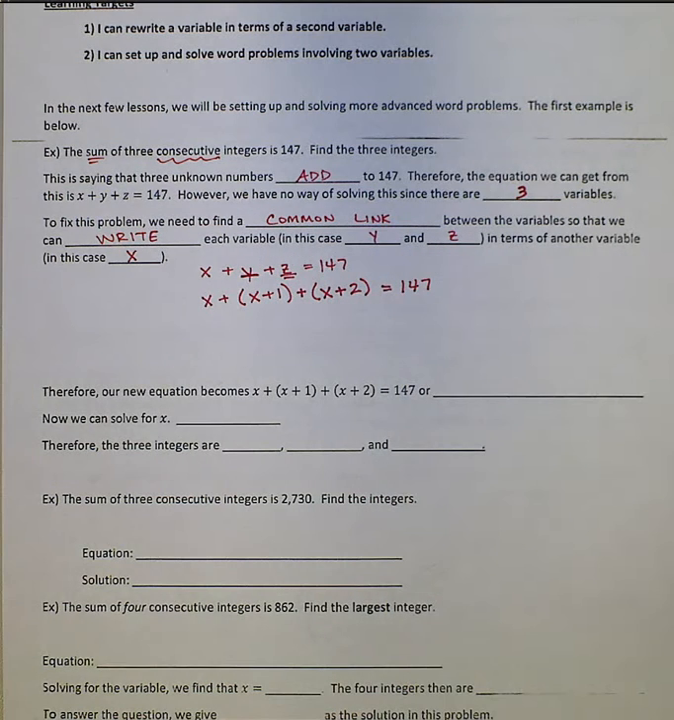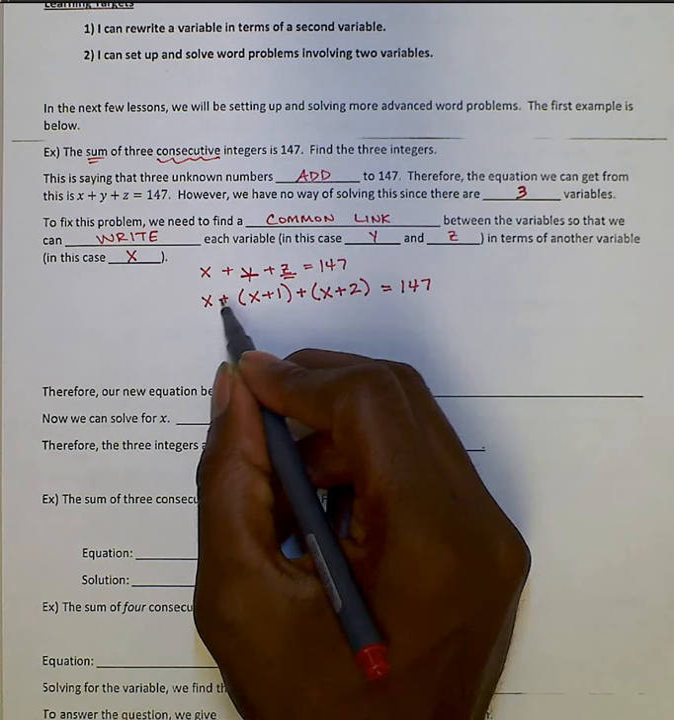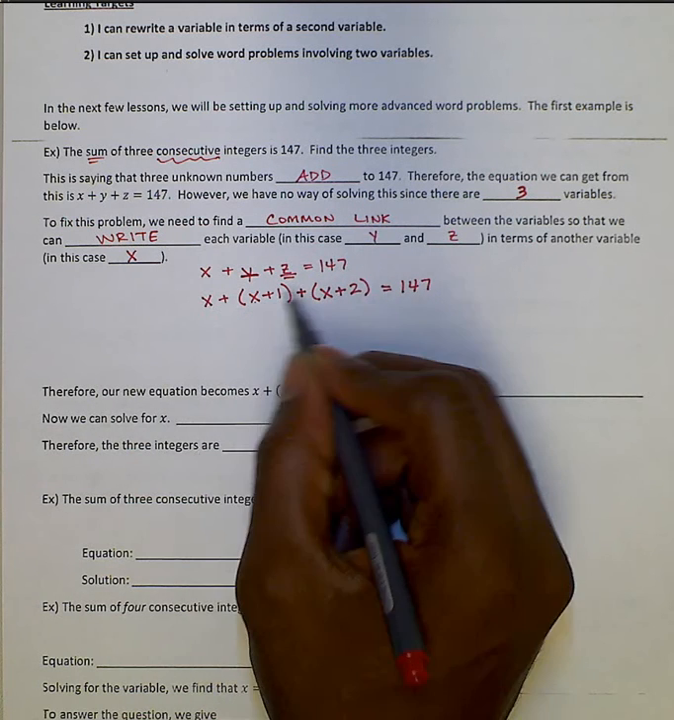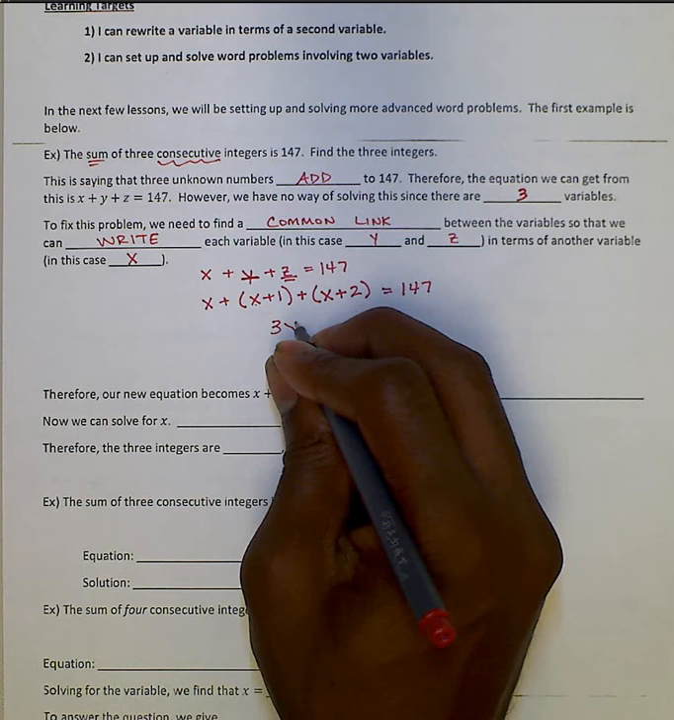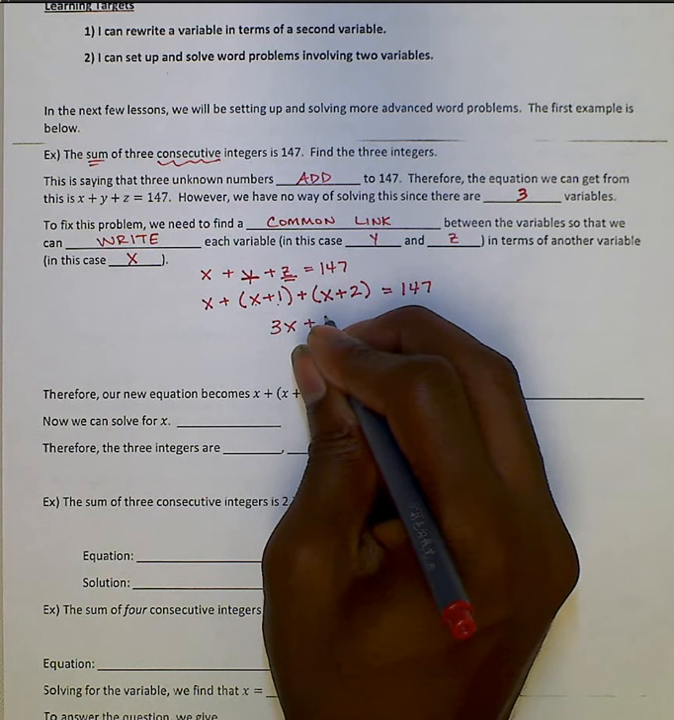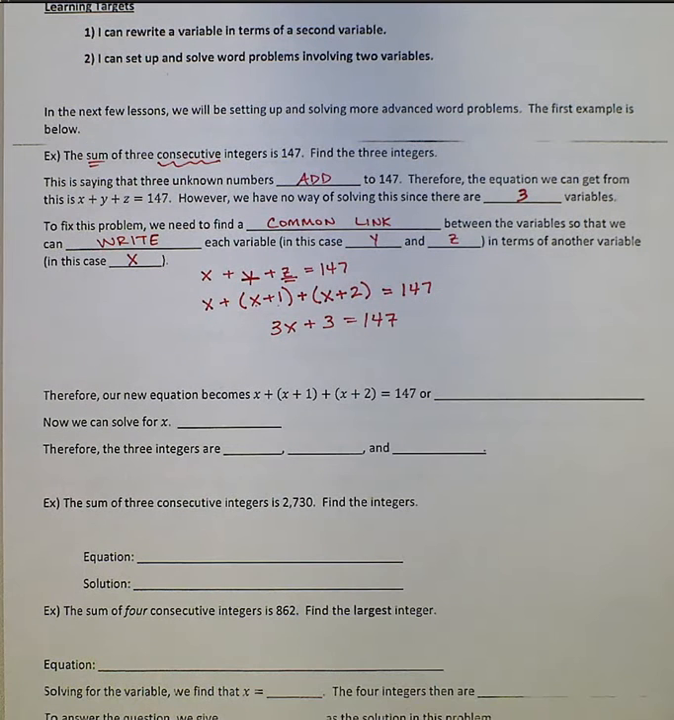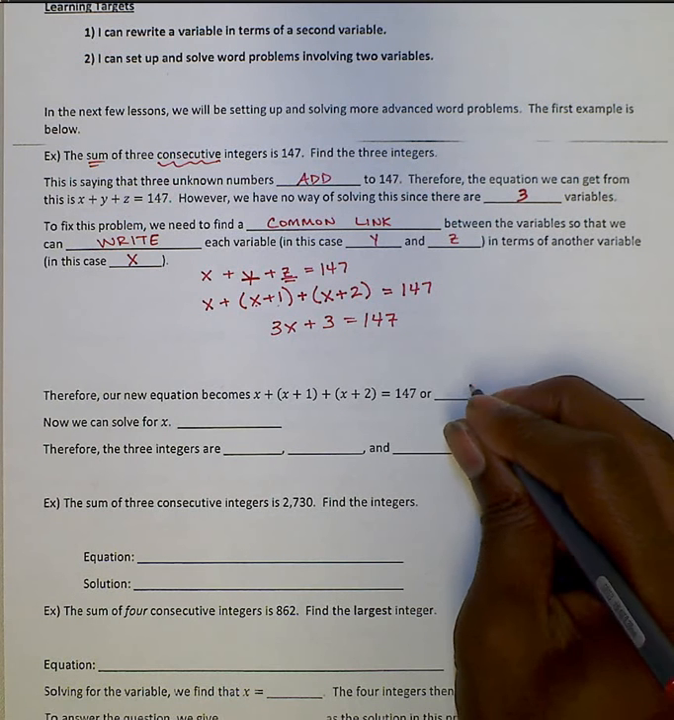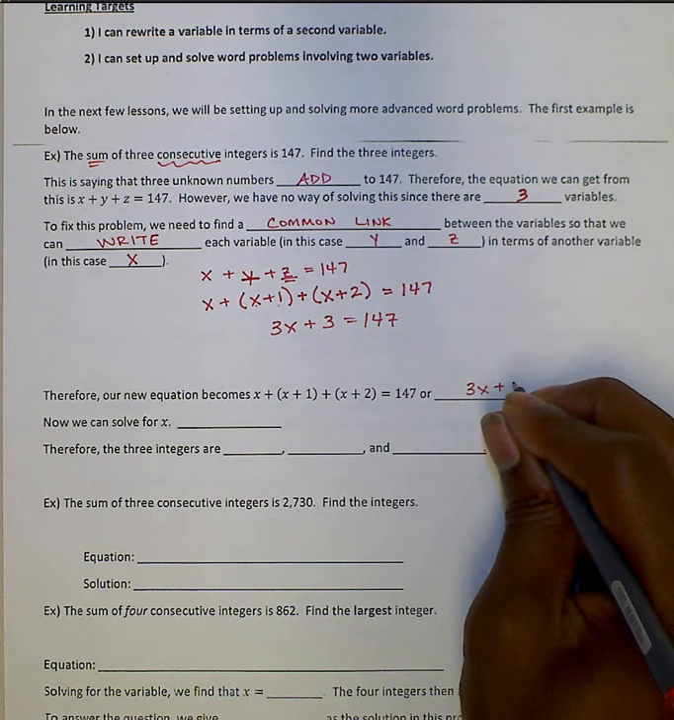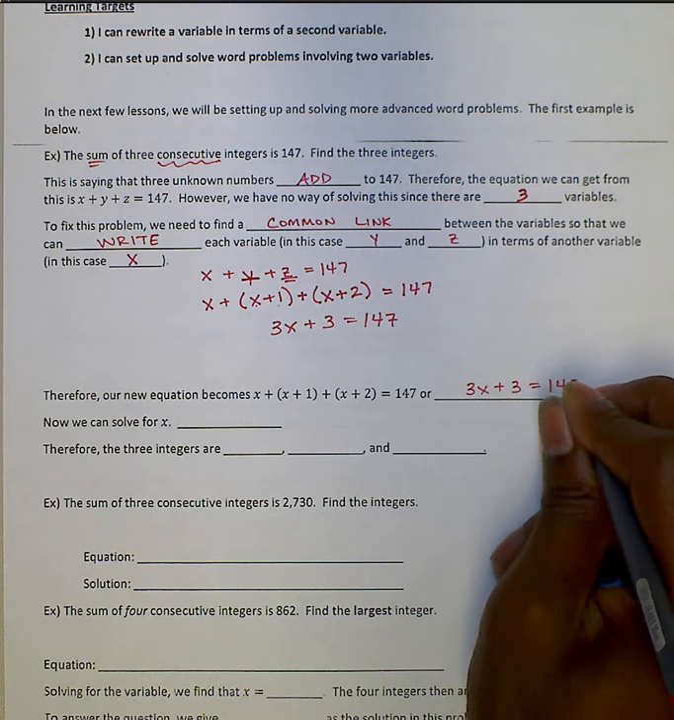Okay, as I solve this or simplify this, on the left side, I get x plus x plus x, which is 3x. 1 plus 2, which is 3, equals 147. And a problem that we started off not knowing how to solve because there were too many variables, we now have a problem that's able to be solved. So we have 3x plus 3 equals 147. And we solve for that.